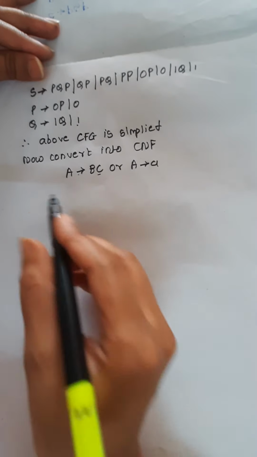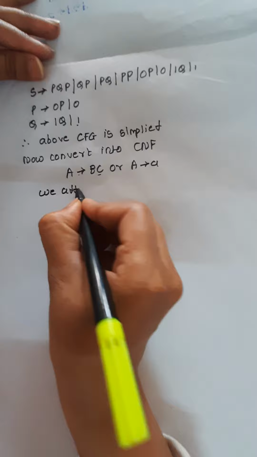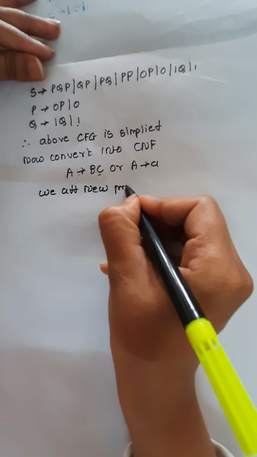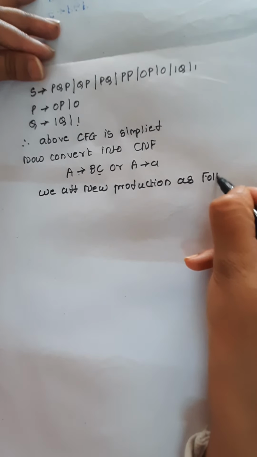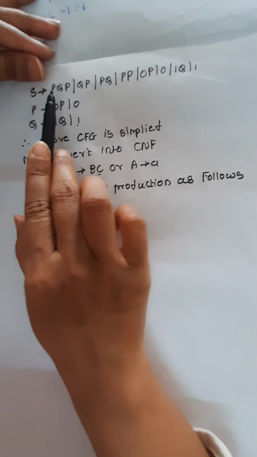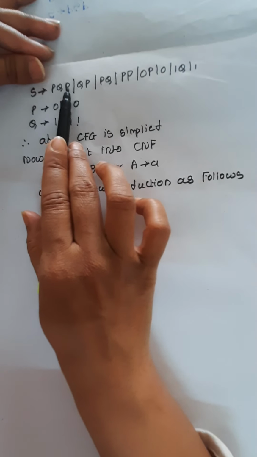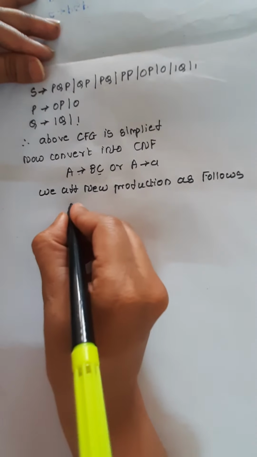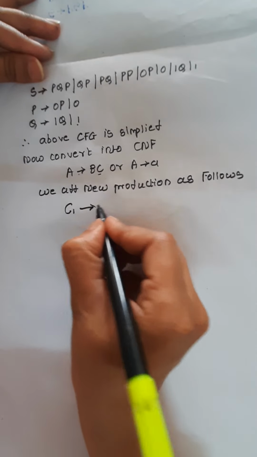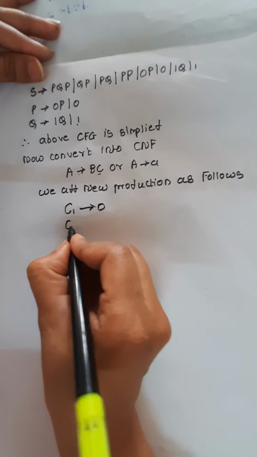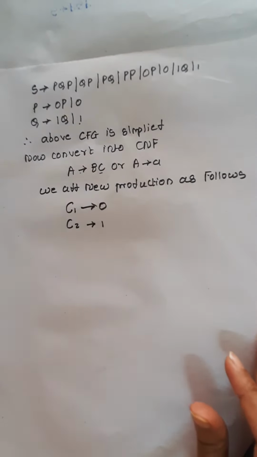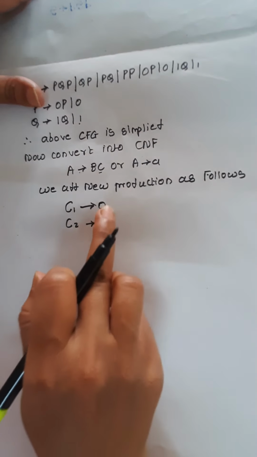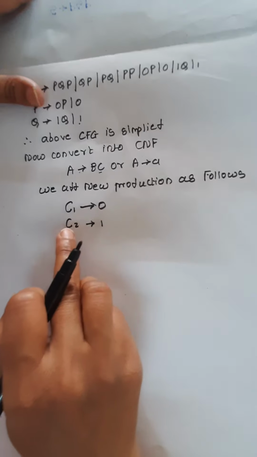For that purpose, we add new productions as follows. Why? Because we want to bring all productions on the RHS to either two non-terminals or a single terminal. For that purpose, we introduce a new variable, C1, which generates 0, and one more variable, C2, which generates 1. It means in the given grammar we put C1 instead of 0 and C2 instead of 1.